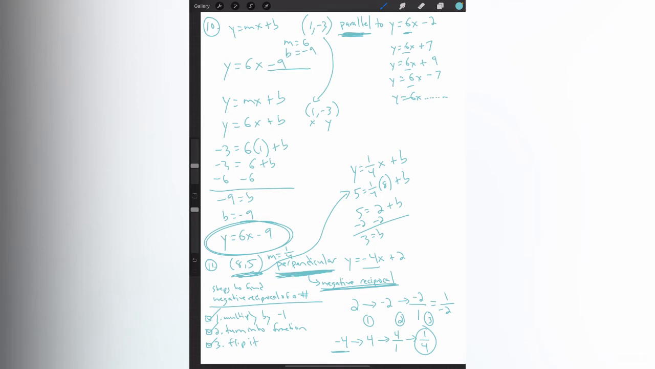And now that I have b, I'm going to go ahead and substitute that into our original equation. And my answer will be y is equal to 1/4 x plus 3. Okay, and I could check it. I could plug that point back in, substituting an 8 there and see if that gives me 5. It would, because 8 divided by 4 is 2. 2 plus 3 is 5. All right, and I know it's perpendicular to negative 4x plus 2 because I've gone through and found the negative reciprocal and made that my slope.